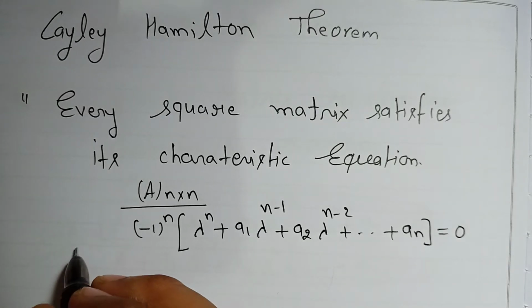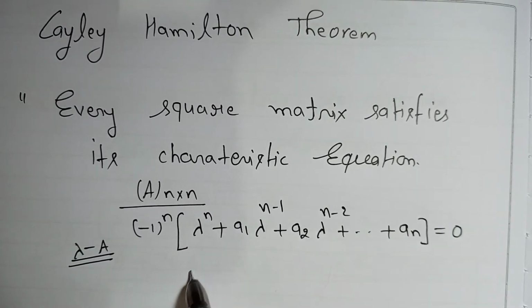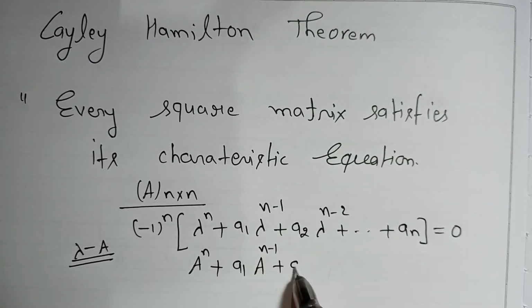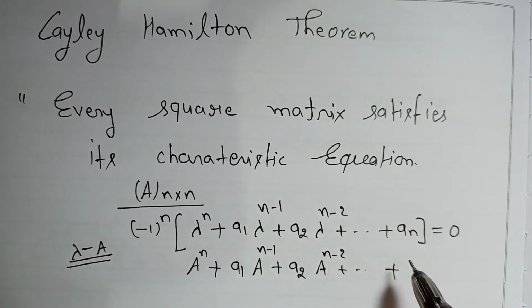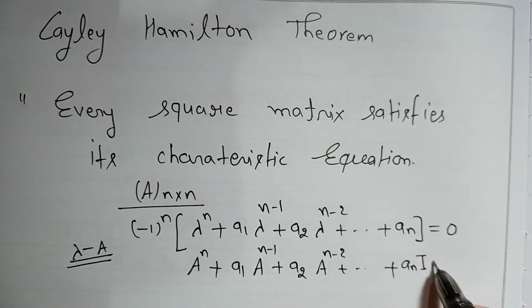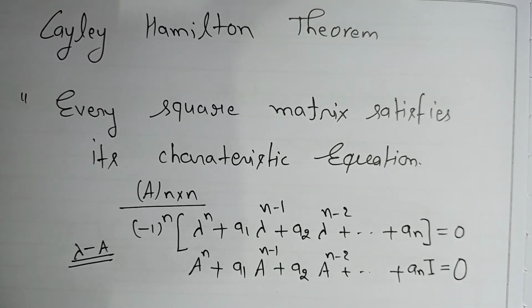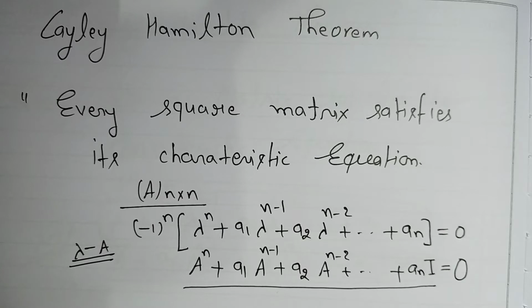It means if lambda is replaced by A, we get A^n + a1 A^(n-1) + a2 A^(n-2) + ... Here we have the constant an, so it is an into the identity matrix, and the right hand side will be the 0 matrix. If you simplify this expression, we get the 0 matrix. So we say that every square matrix satisfies its characteristic equation.